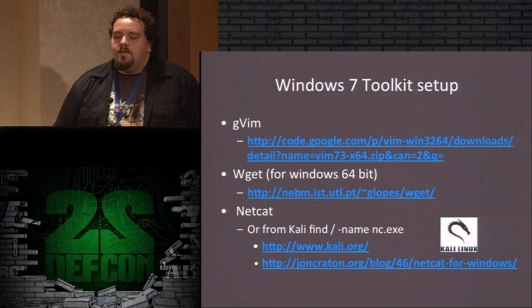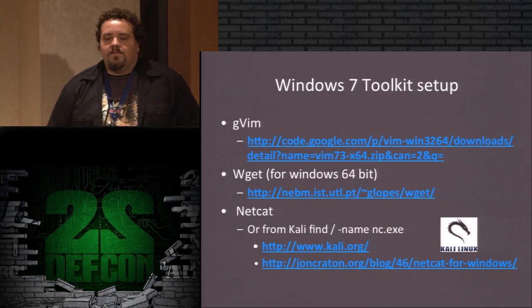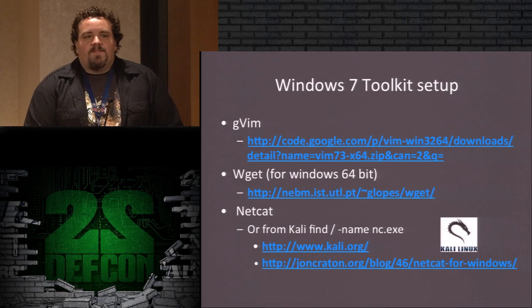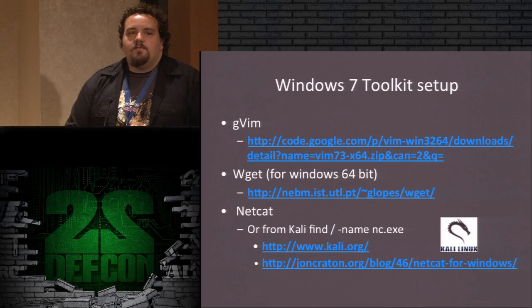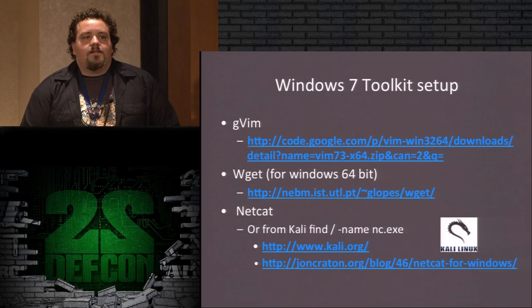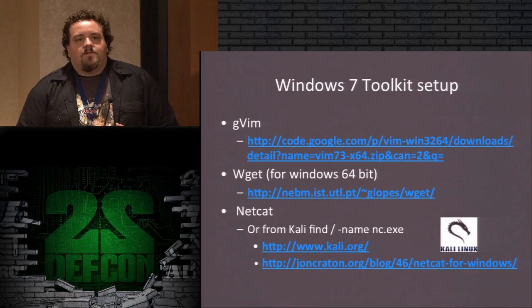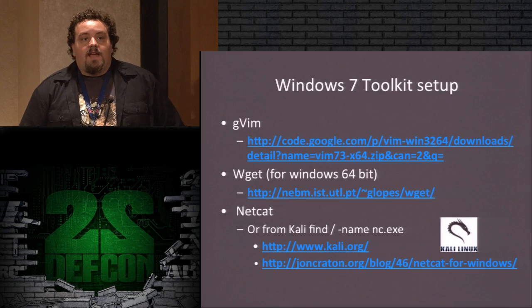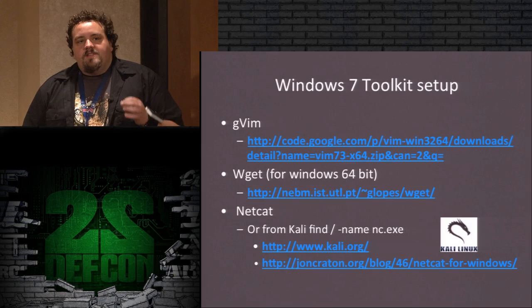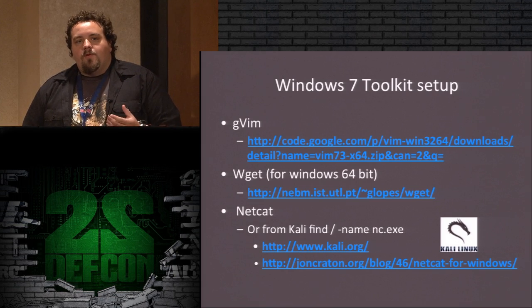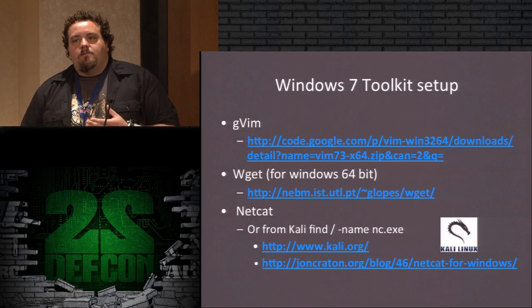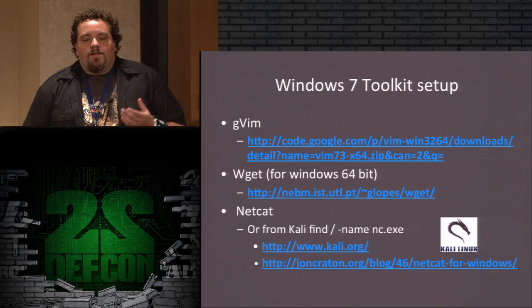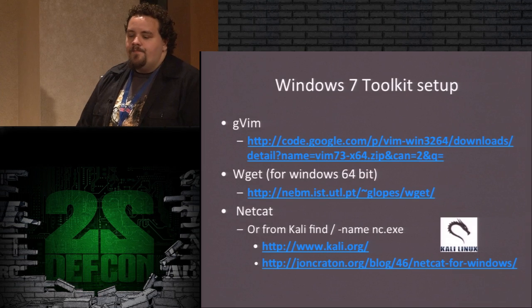So, this is my basic toolkit for Windows 7. I'm using GVim. Windows used to have Edit, which was an awesome 16-bit command line editor, but the new 64-bit operating system doesn't have it. So I found GVim, and GVim has a portable binary, so once you connect to your Netcat backdoor, you can use GVim to edit files.